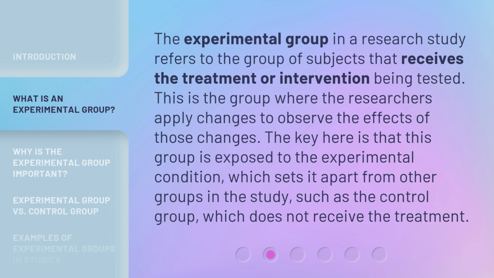The experimental group in a research study refers to the group of subjects that receives the treatment or intervention being tested. This is the group where the researchers apply changes to observe the effects of those changes. The key here is that this group is exposed to the experimental condition, which sets it apart from other groups in the study, such as the control group, which does not receive the treatment.